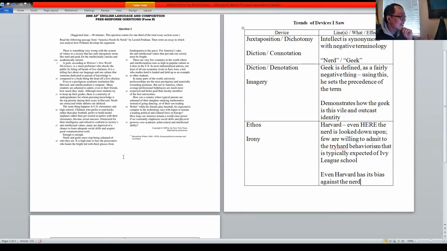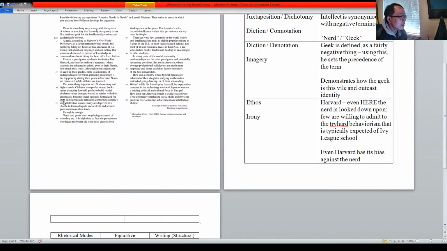So the next paragraph says, the same thing happens in U.S. elementary and high schools. Children who prefer to read books rather than play football, prefer to build model airplanes rather than get wasted at parties with their classmates, become social outcasts. Ostracized for their intelligence and refusal to conform to society's anti-intellectual values, many are deprived of a chance to learn adequate social skills and acquire good communication tools.